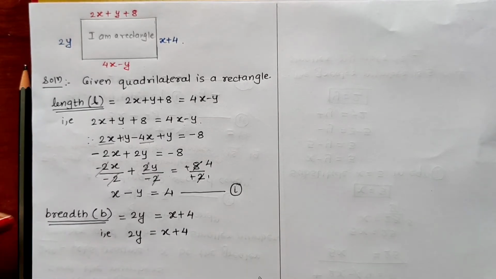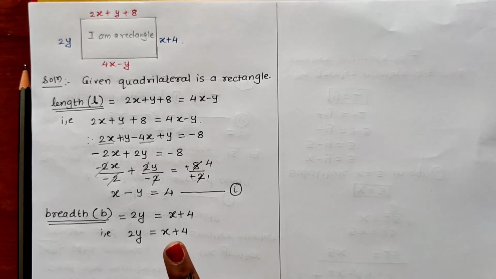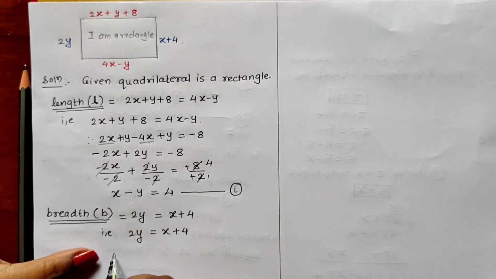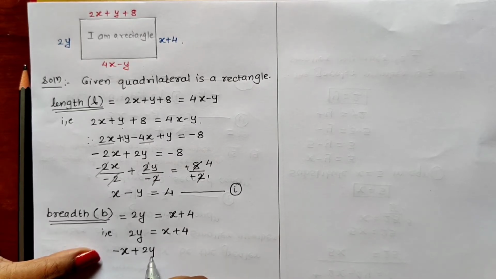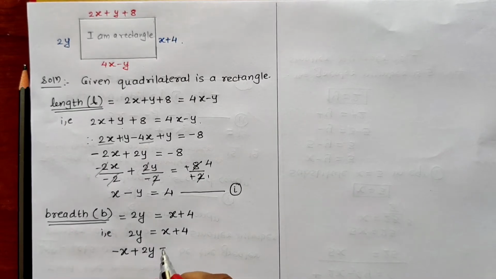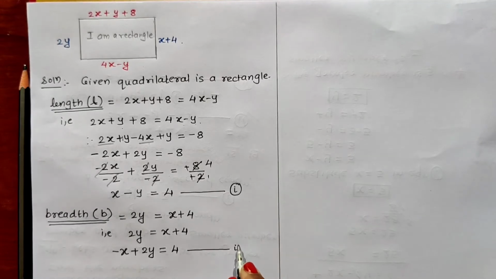Now again what we will have to do? We will have to bring this variable term from right hand side to the left hand side. So plus x will become minus x. This plus 2y as it is we will have to write on the left hand side. So it will be plus 2y as it is equal to plus 4 as it is. I am writing on the right hand side. So we have got our equation minus x plus 2y equal to 4. This will be our equation number 2.